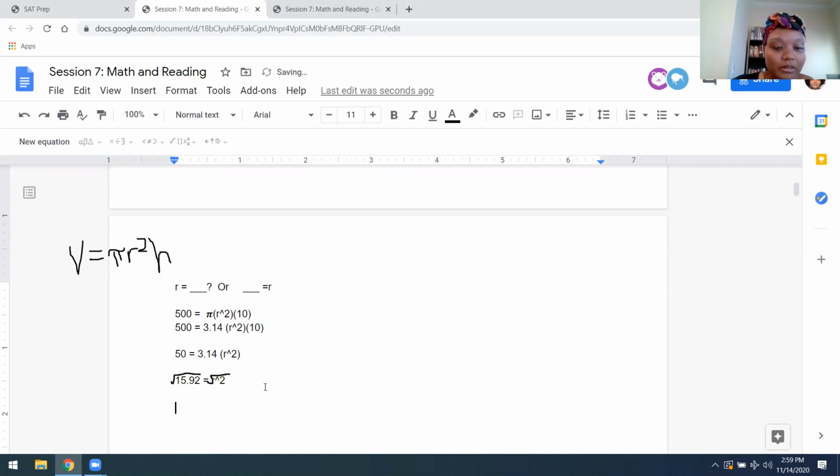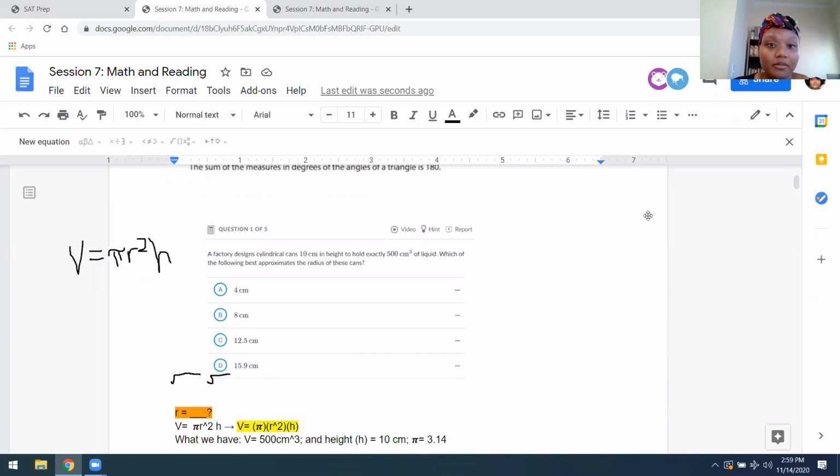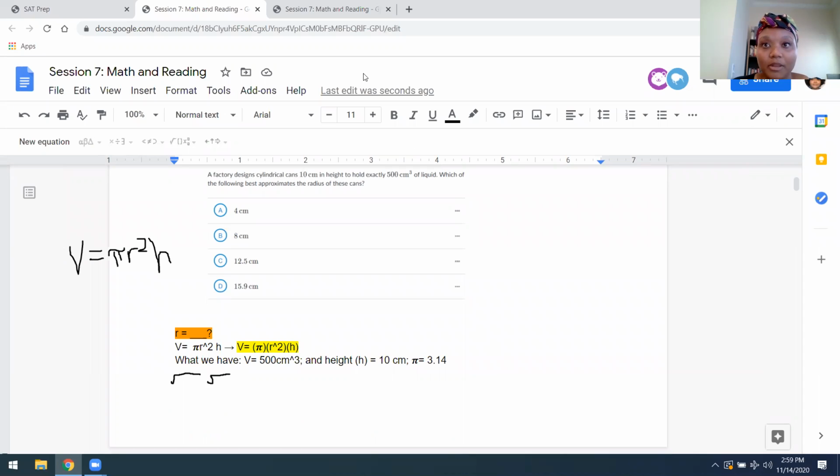After we get that, just keeping everything on the same side, we get about 3.99 equals R. Now we finally have that form, R equals blank or blank equals R. The point is the R is by itself. So 3.99, that is about 4. So A is the correct answer. So good job on that. Let me just erase what I have here and we can go to the next one.